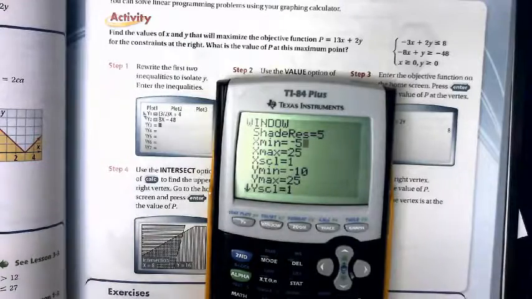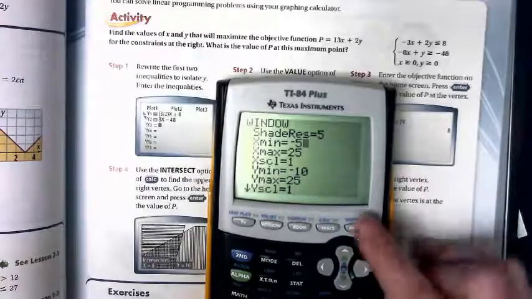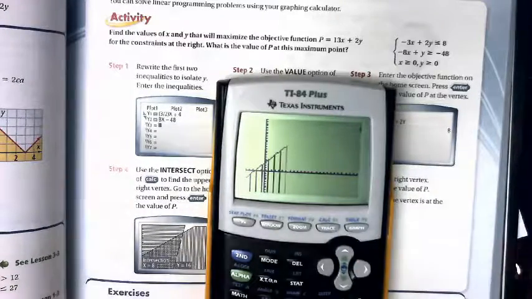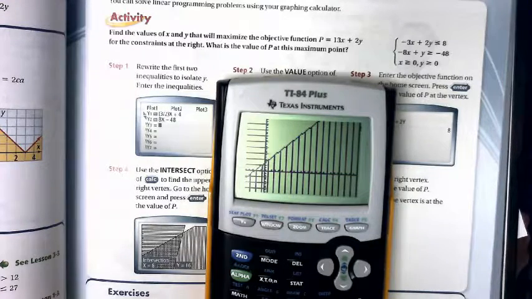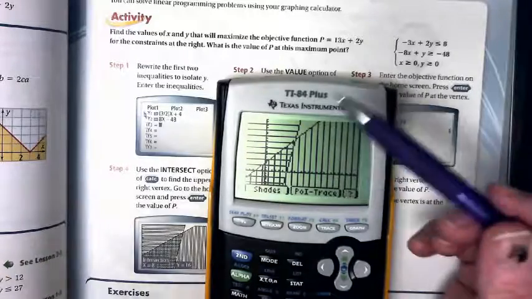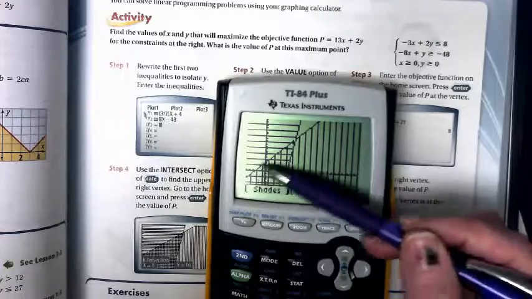So I've set my window to what I think might show it. You can adjust your window as needed. And I'm going to hit graph. You'll notice as the line is drawn, it's also shaded underneath. And then here comes the second line, and it is shaded where it needs to be shaded as well. So in this region, this is the region where the two sets of lines are overlapping.